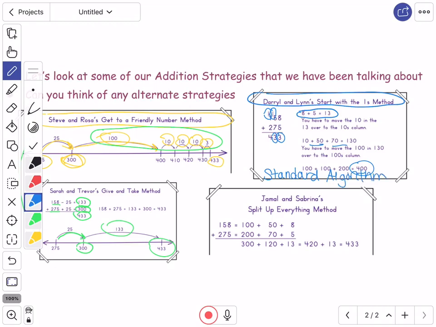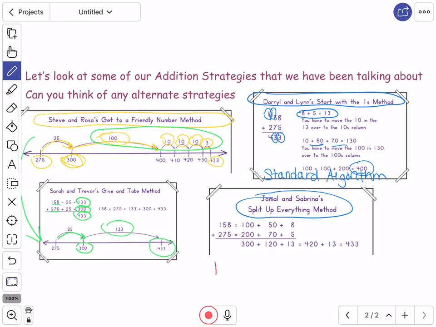And then finally, we have Jamal and Sabrina's split everything up method, which is basically putting it into expanded form, if you will. So split everything up is simply the expanded form, where I am taking 158 and expanding it into 100, 50 and 8, and taking my 275 and doing the same thing, 200, 70 and 5, adding my hundreds, adding my tens, adding my ones. Okay, I end up with 433.